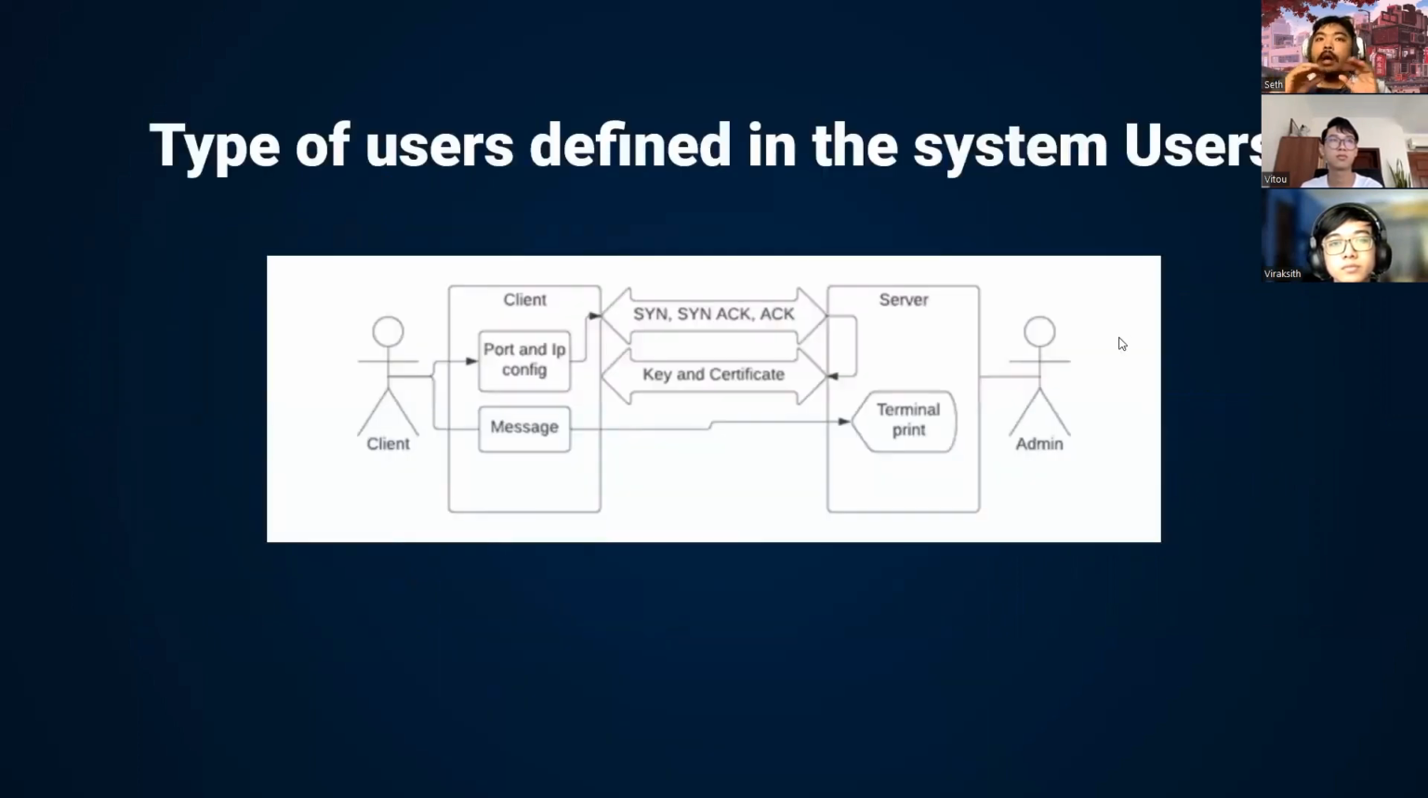Now, this is our defined user. As you can see, the client only has access to the client side and the admin only has access to the admin side. But the admin also has access to both the source code of the client and the server, and those two are connected through a certificate. Once a connection is established, they will have a connection between the two. So this is how our users interact with one another.